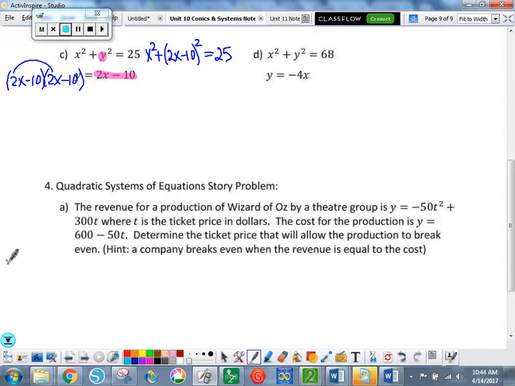2x times 2x is 4x squared. 2x times a negative 10 would be negative 20x. And then go down to the next number, the negative 10, and distribute that. Negative 10 times 2x would be negative 20x. And then negative 10 times a negative 10 would be positive 100.